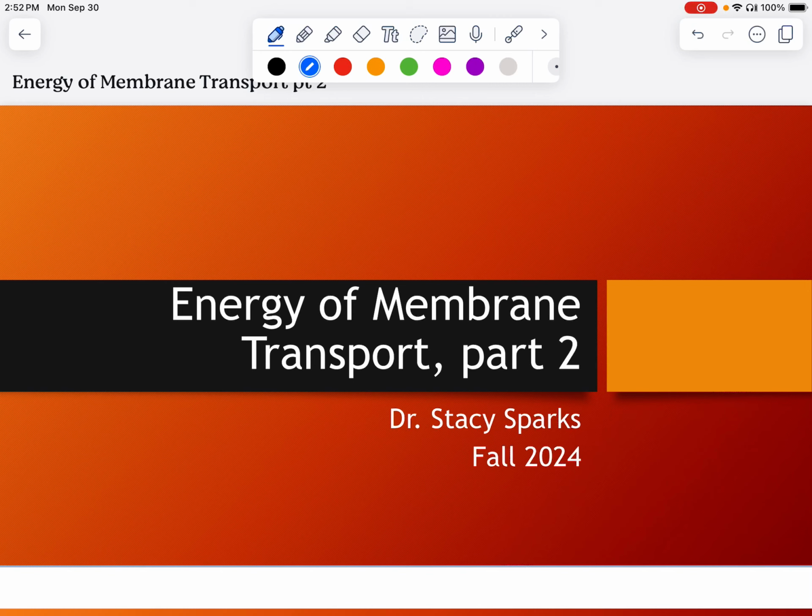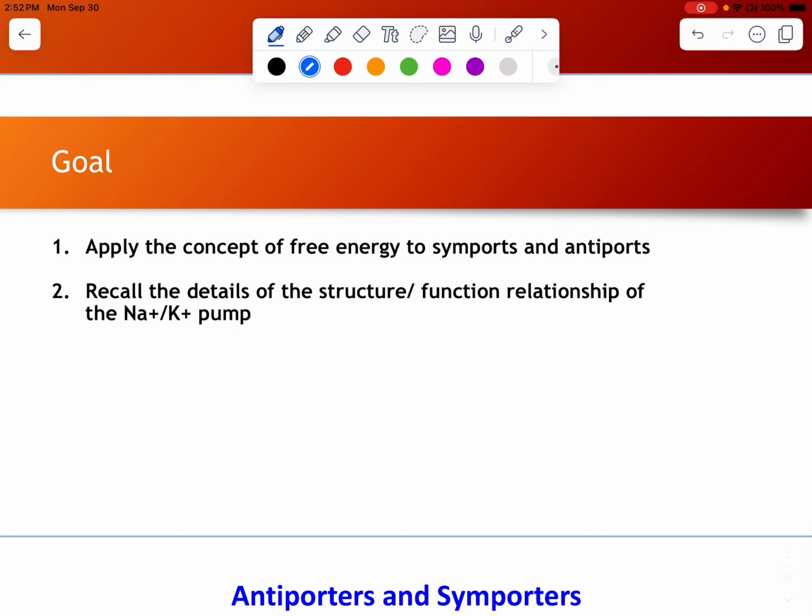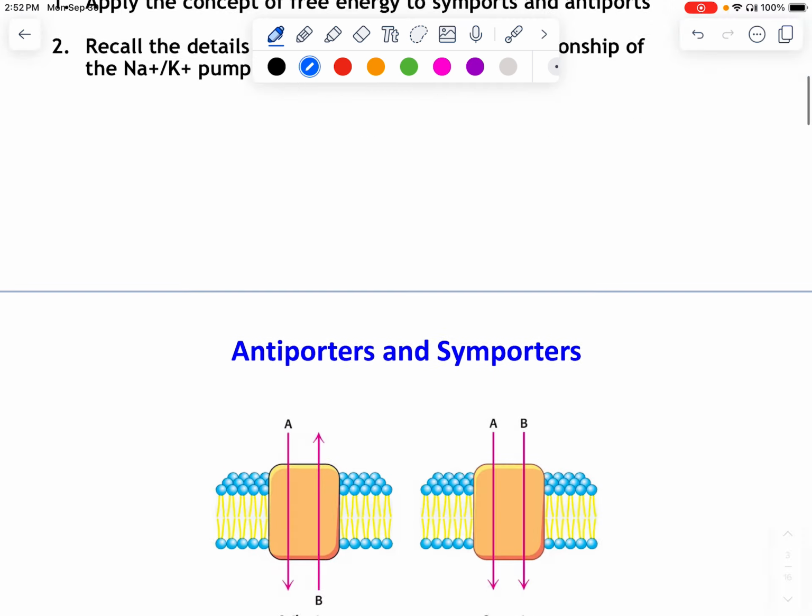Okay, here we go with part 2 of our lesson on energy of membrane transport. In this particular video, we're going to look at the concept of free energy as it applies to symports and antiports. And then we're going to look at detail of the sodium-potassium pump.